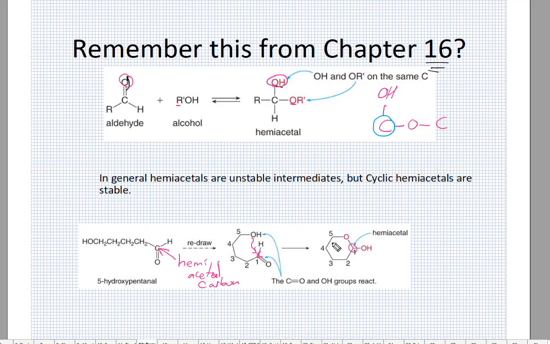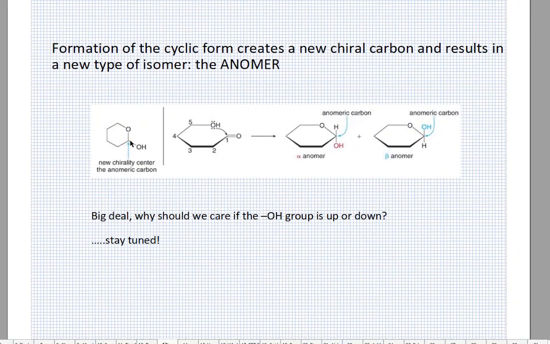The reason we talked about hemiacetals back in the chapter on aldehydes and ketones is because this is what you see with carbohydrates. So yes, this is a hemiacetal. Right? Carbon, oxygen, carbon, there's the ether linkage. Here's the alcohol on the same carbon. This hemiacetal carbon is now what we refer to as the anomeric carbon. So the hemiacetal carbon is also the anomeric carbon.